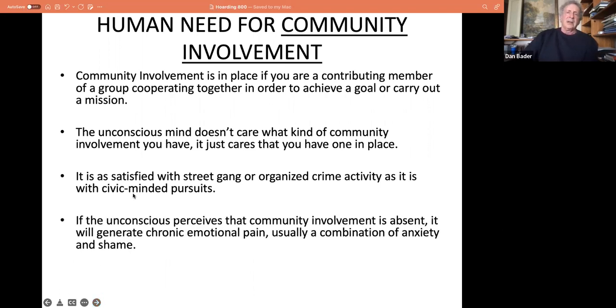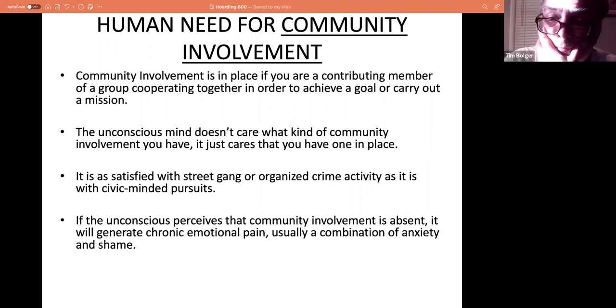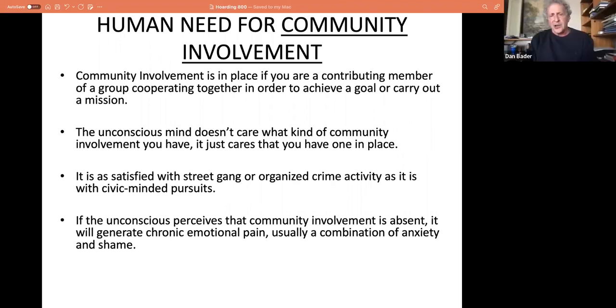Okay. The second human need I'm going to go over is the need for community involvement. And of course, hoarders are frequently totally cut off from community involvement and usually have a pretty inadequate emotional support system. Now, community involvement is in place if you are a contributing member of a group cooperating together in order to achieve a goal or carry out a mission.